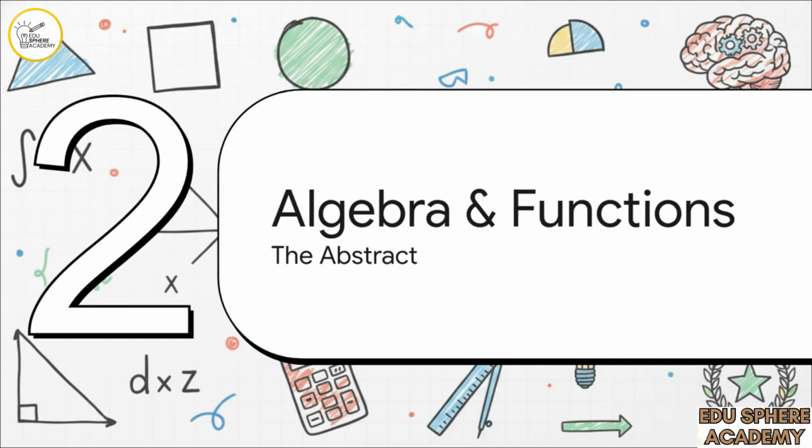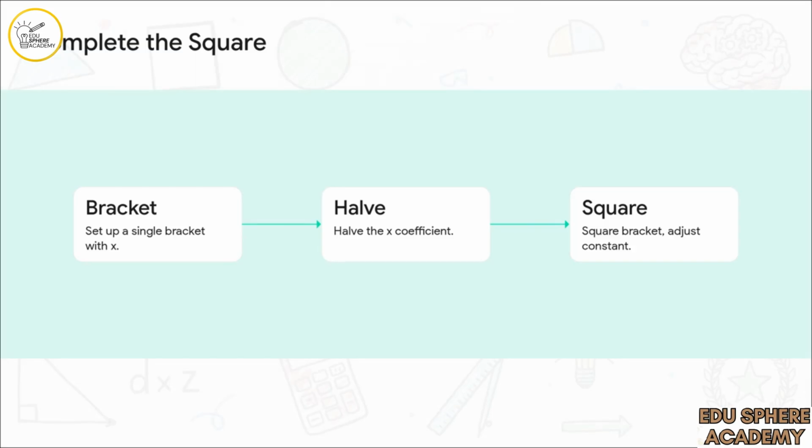Moving right along to Act 2, algebra and functions, the abstract. Let's look at one of the most notoriously tricky algebra topics out there, completing the square. I'm going to break down this beast of a process into 3 bite-sized survival steps. Step 1, open a single bracket and pop your x inside.